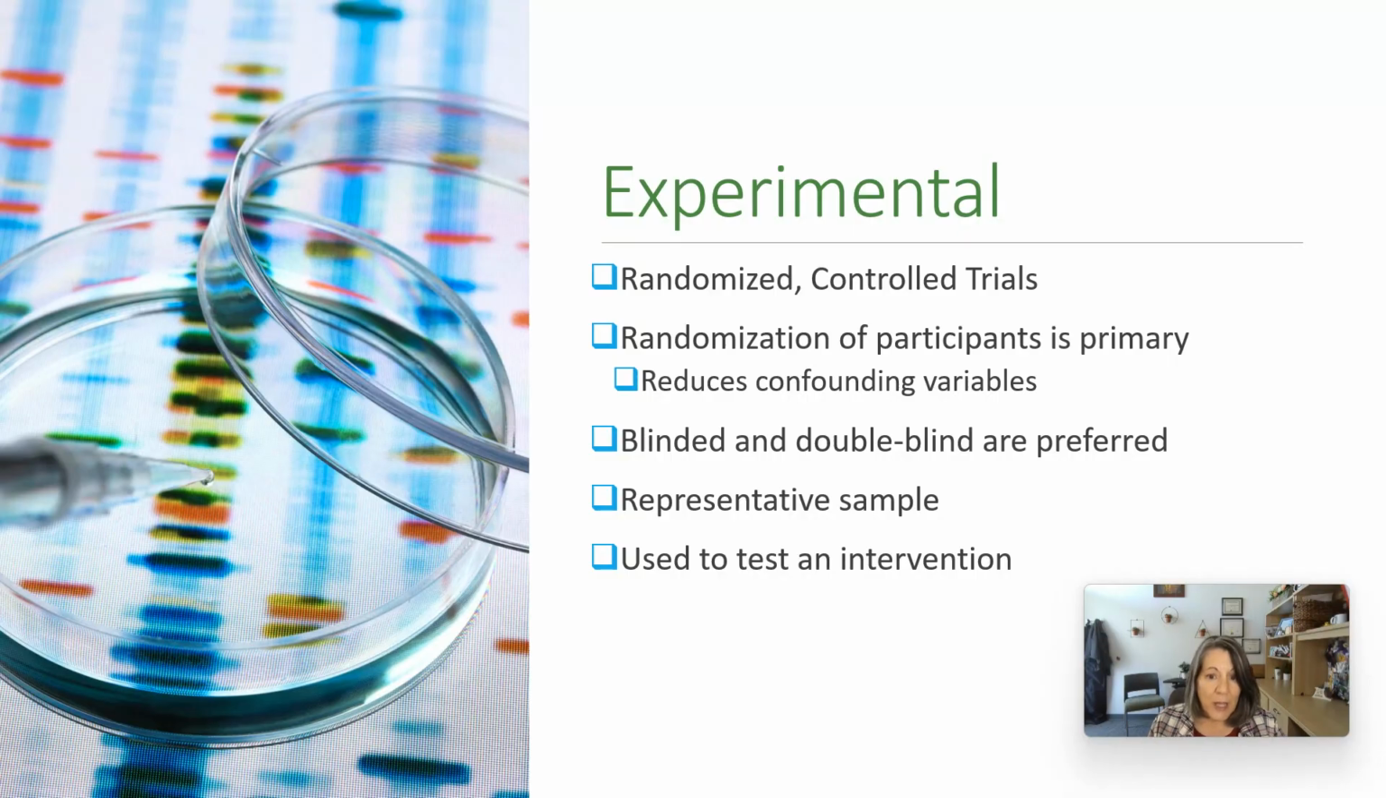A really important aspect of an experimental design is that you need a representative sample, and this often is much larger than what you might find in a quantitative quasi-experimental design. Okay? So in a representative sample, you want to make sure that you have enough people in your study that you can represent the population at large.